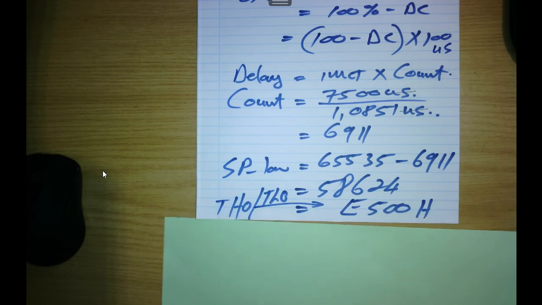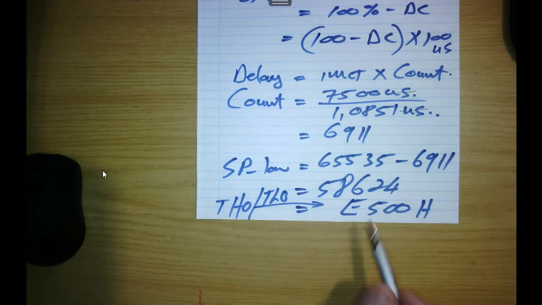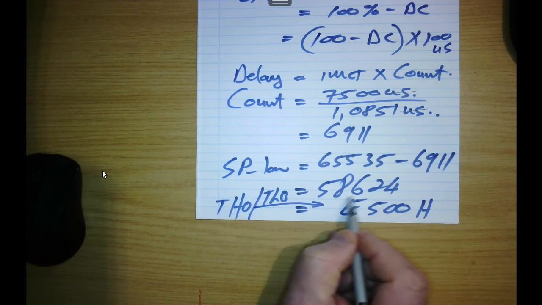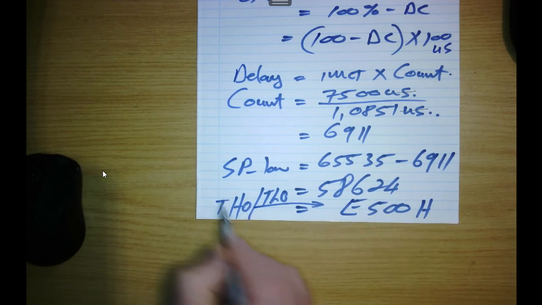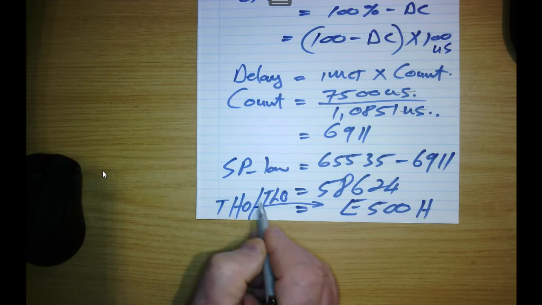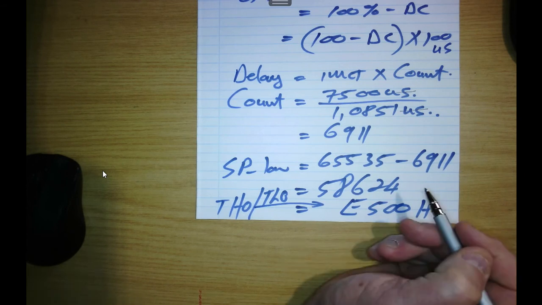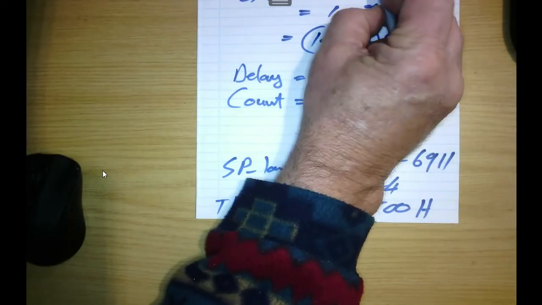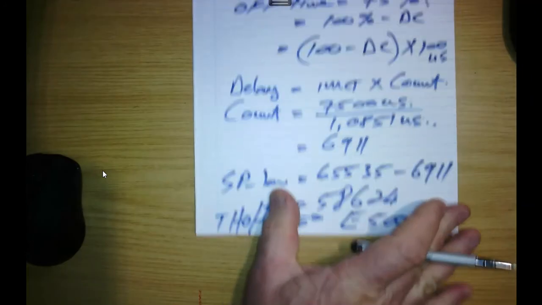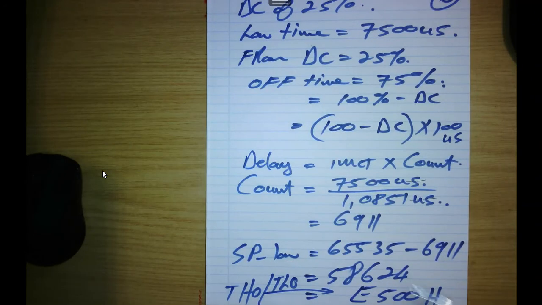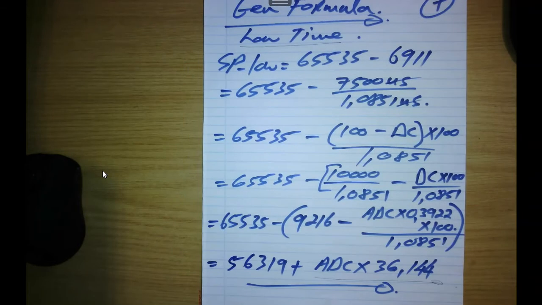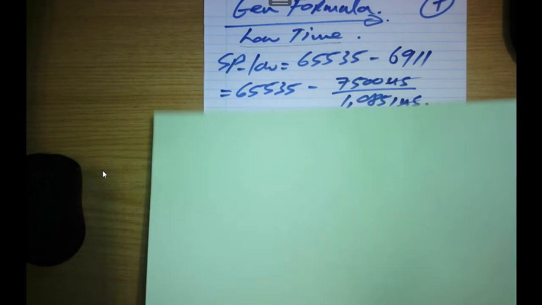58,624. And if I look at the hexadecimal value, that means E5 must be loaded into timer high 0, and 00 must be loaded into timer low 0. Once you've loaded that into the timer of your specific device, the 8051, it will give me a delay at the end of the day of 7,500 microseconds. And this is just the general formula, so let's quickly look at how to derive a general formula for your load time.